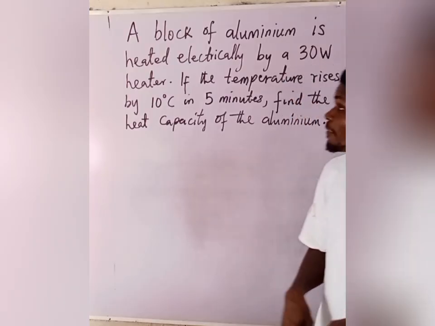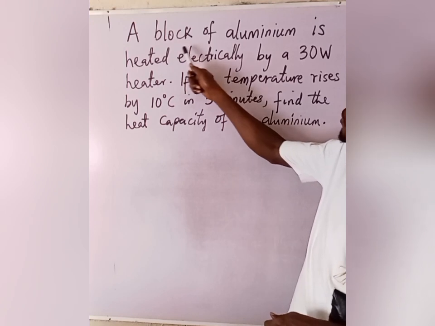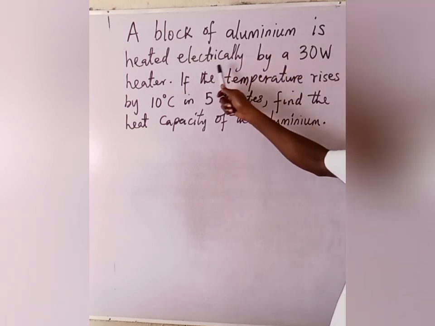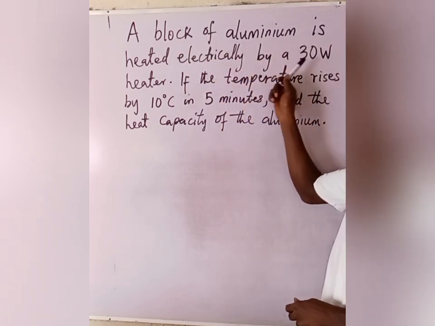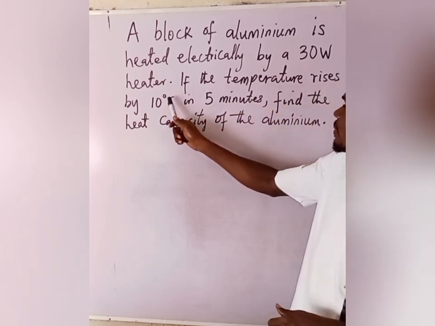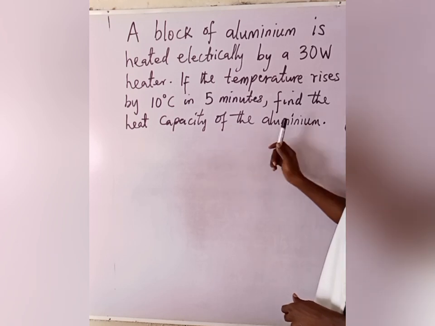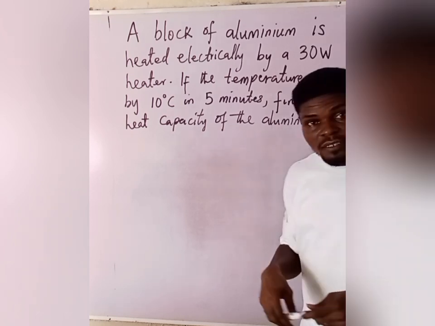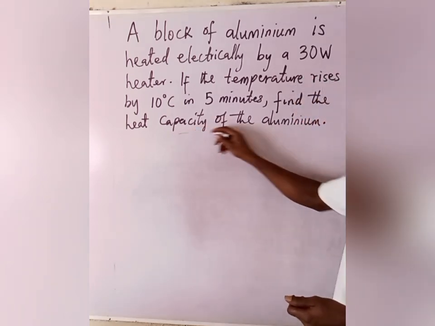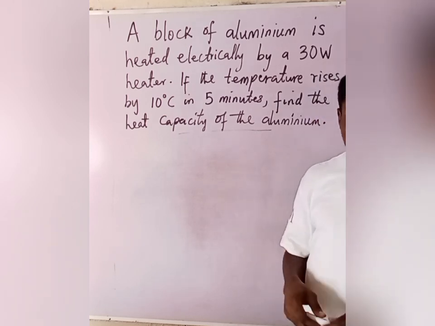All right, today we have a question on the board, and it says a block of aluminum is heated electrically by a 30-watt heater. If the temperature rises by 10 degrees Celsius in 5 minutes, find the heat capacity of the aluminum. Find the heat capacity of the aluminum.